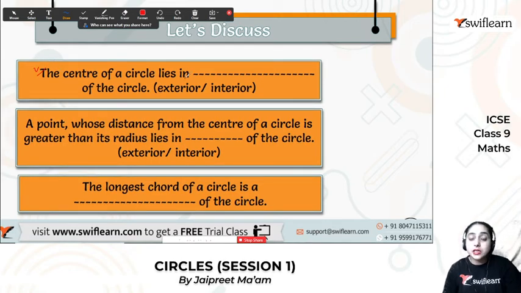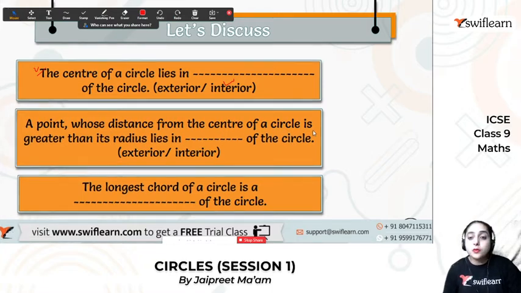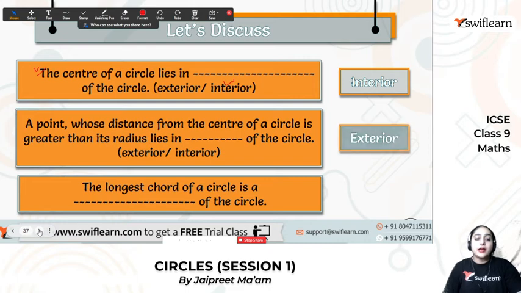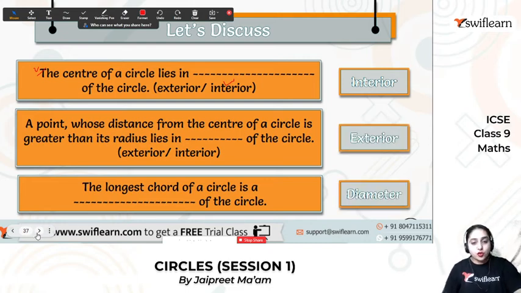The center of a circle lies in dash of the circle. Where will the center be? Interior, correct. Next, the point whose distance from the center of a circle is greater than its radius is in dash. Greater than the radius means it will be outside, exterior. And the longest chord, I have already told you, is the diameter of the circle.